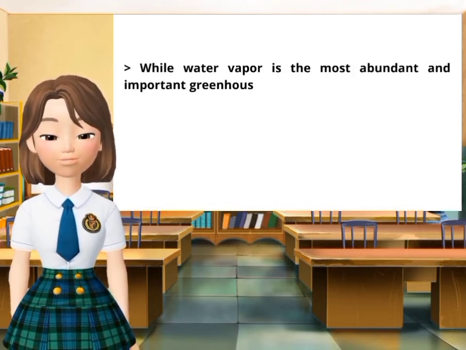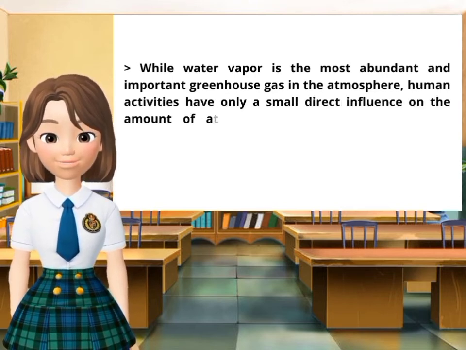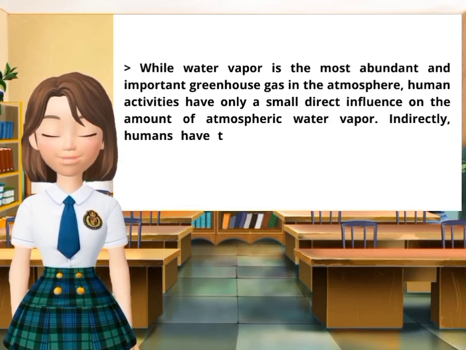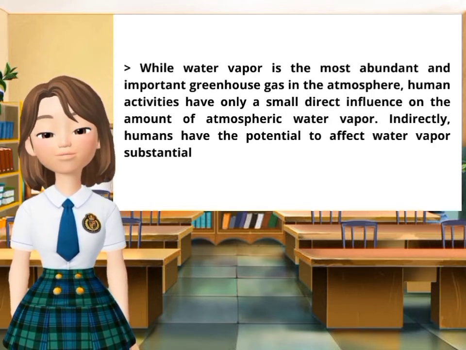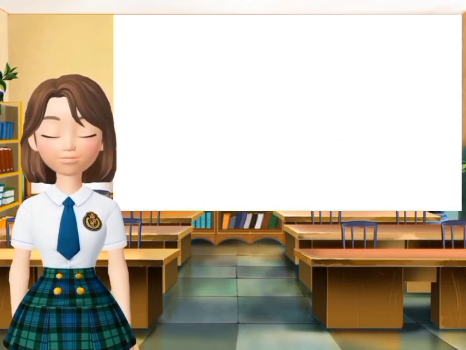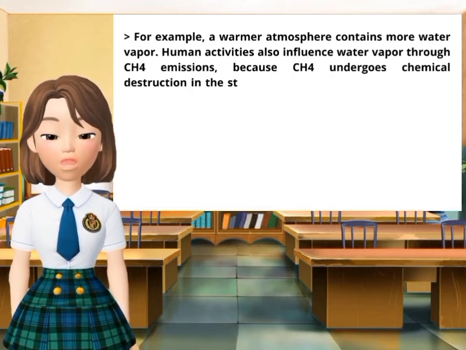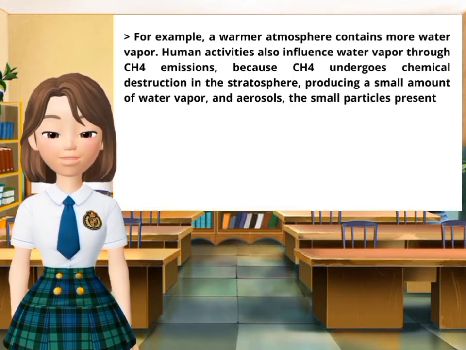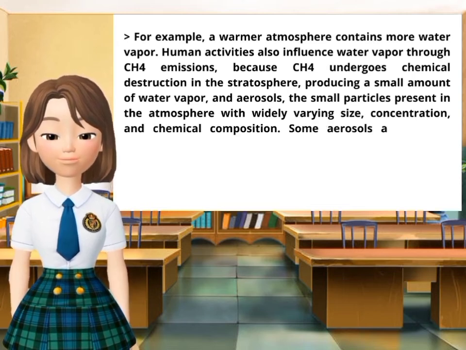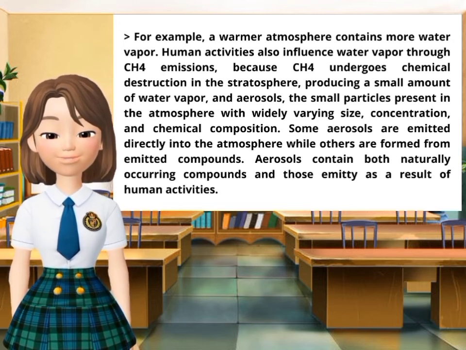While water vapor is the most abundant and important greenhouse gas in the atmosphere, human activities have only small direct influence on the amount of atmospheric water vapor. Indirectly, humans have the potential to affect water vapor substantially by changing climate. For example, a warmer atmosphere contains more water vapor. Humans' activities also influence water vapor through methane emissions because methane undergoes chemical destruction in the stratosphere, producing a small amount of water vapor.